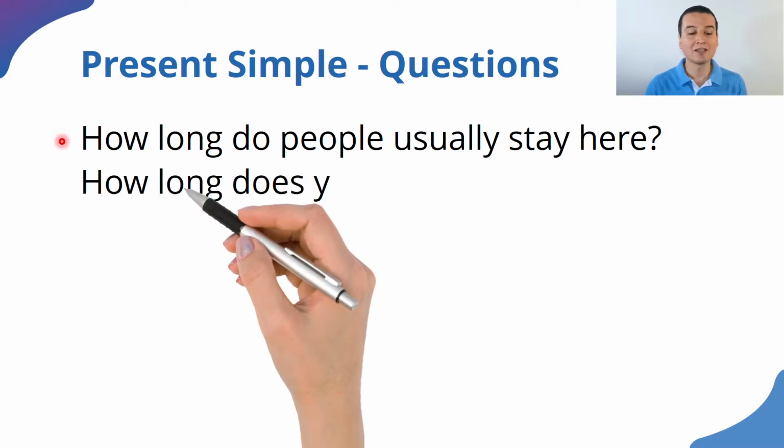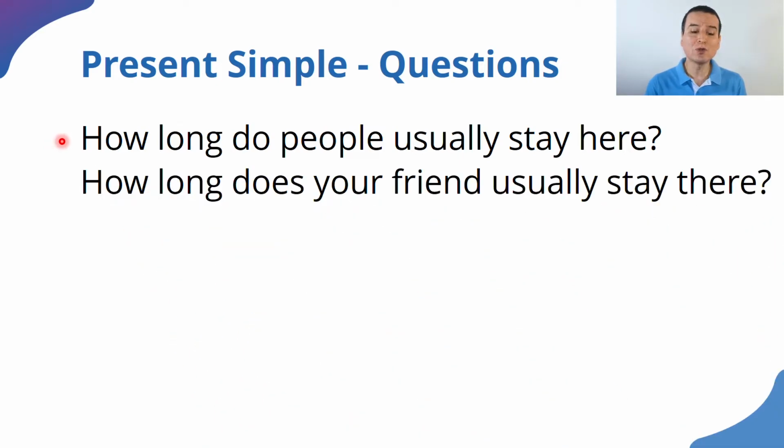Now look at these two questions. How long do people usually stay here? As you can see, we have the auxiliary do, but before do, we have this phrase that indicates that we're asking for some specific information. How long? Like what's the duration of that action? So how long do people usually stay here? So we may have an information word or an information phrase before the auxiliary. That's perfectly normal. Or if it's asking about your friend, for example, we say, how long does your friend usually stay here or stay there?